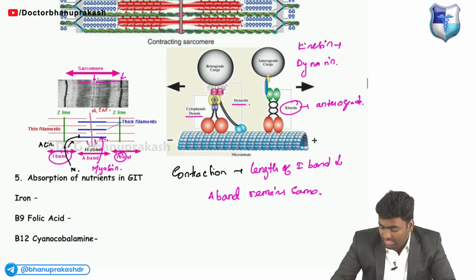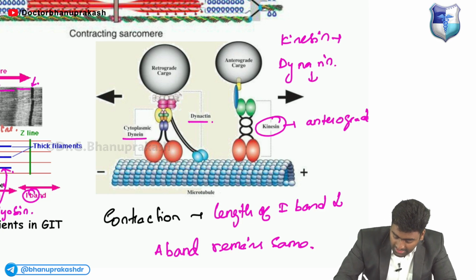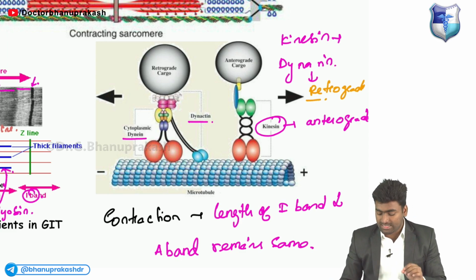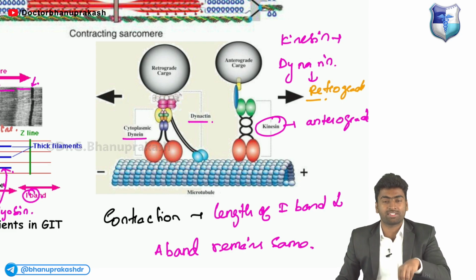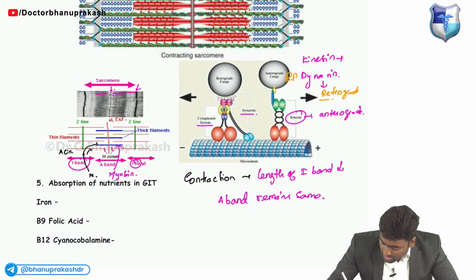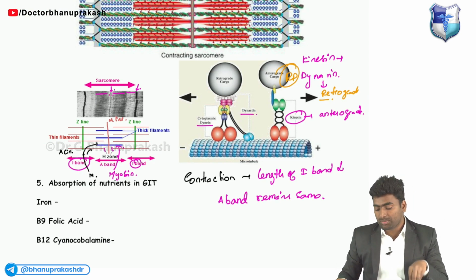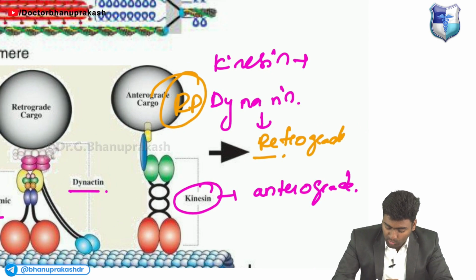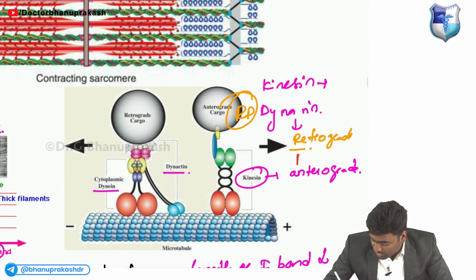Okay, dynein. Remember, dynein will cause retrograde transport. So remember, R for R: dynein causes retrograde transport and it is responsible for transferring the rabies. Rabies and dynein, R and D. Rabies will be transferred via this dynein protein, via retrograde transport. So it is the rabies virus which goes like this.